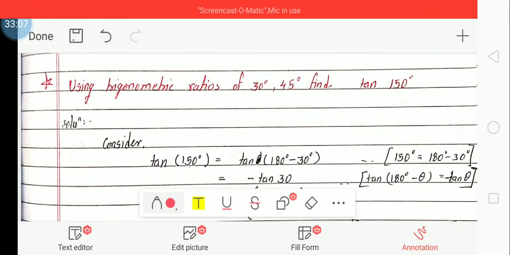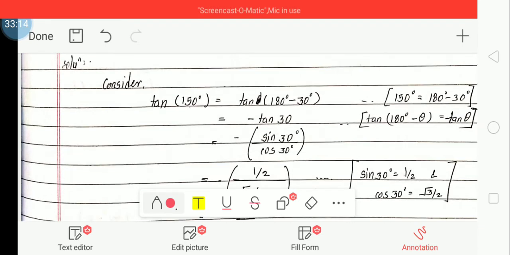Using trigonometric ratios of 30 degrees and 45 degrees, find the value of tan 150 degrees. Now we want to find tan of 150 degrees. Now this 150 degrees we separate as 180 degrees minus 30 degrees, giving 150 degrees.